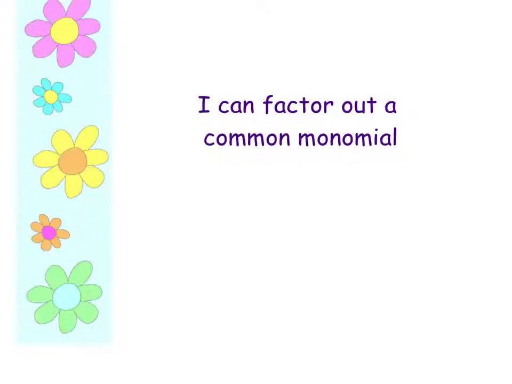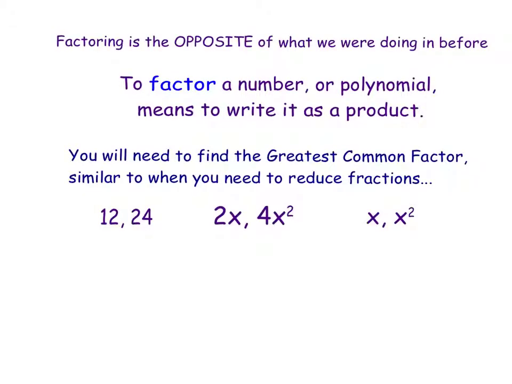Hi everyone, the topic of this video is factoring out common monomials from polynomials. Factoring is the opposite of what we have been doing. Factoring is the opposite of multiplying. We were multiplying to get a product. Now we are going to factor to get two terms. To factor a number or polynomial means to write it as a product.